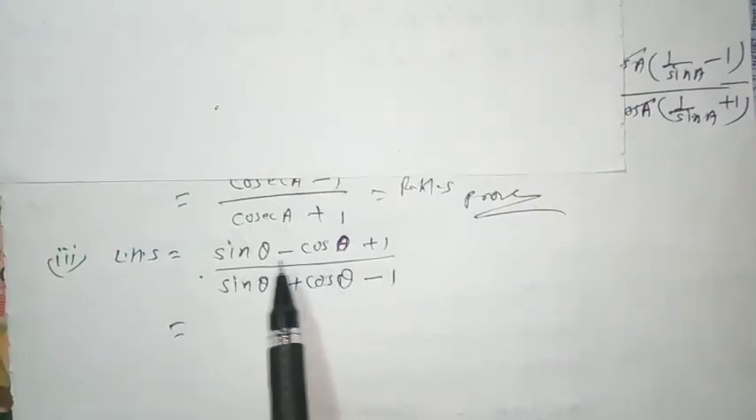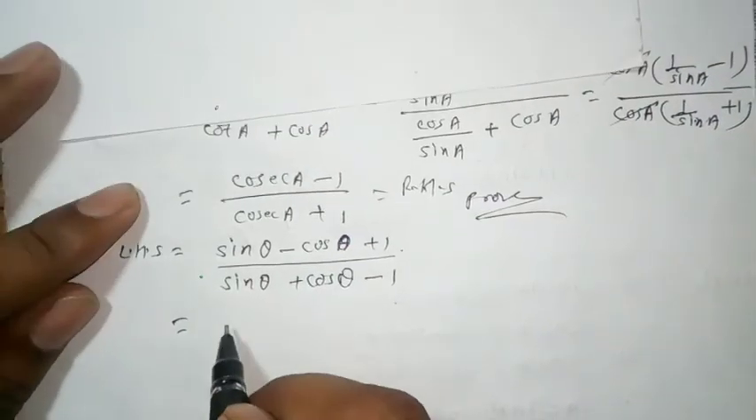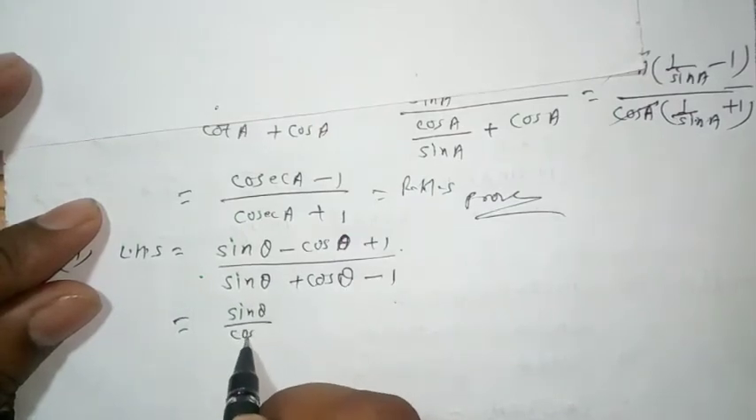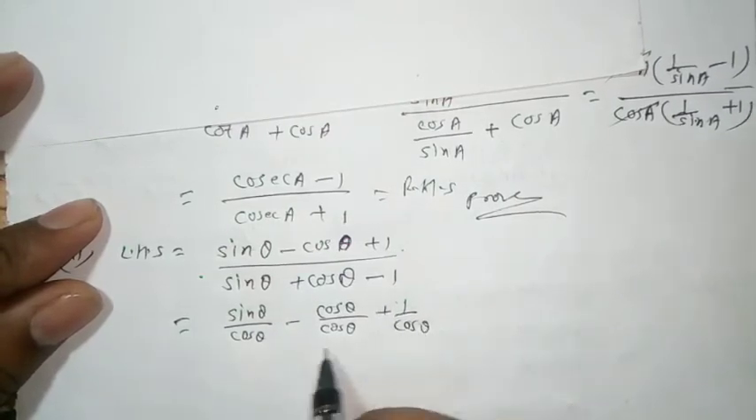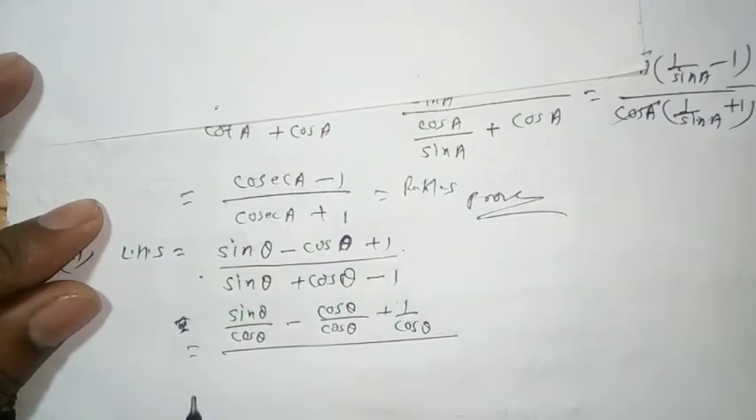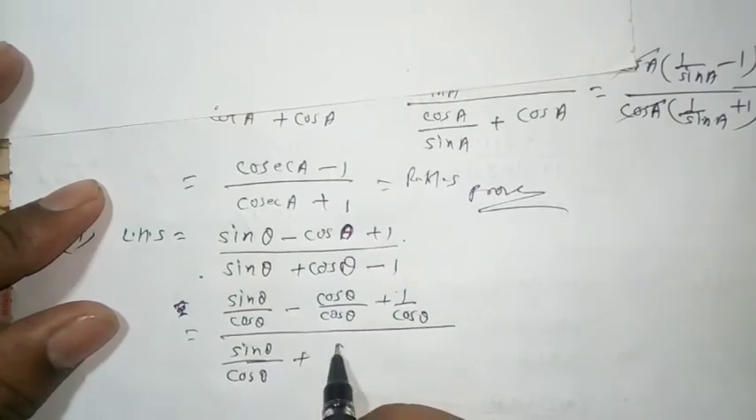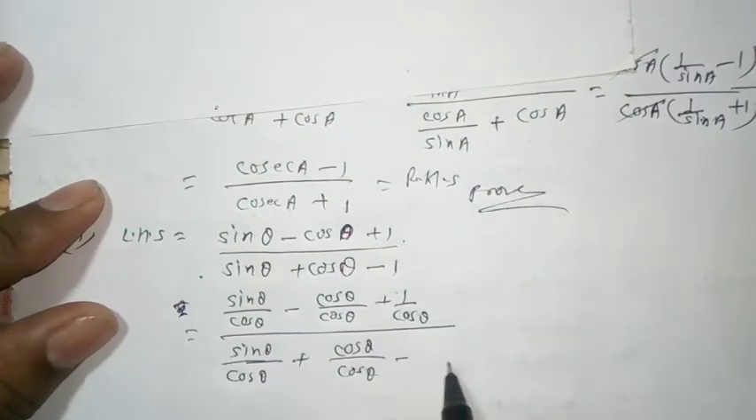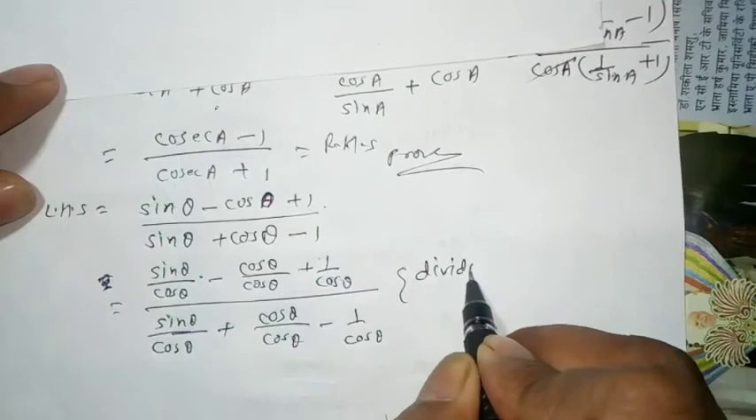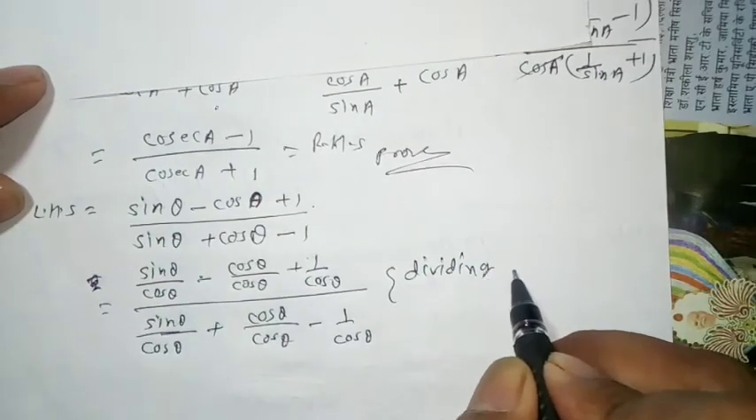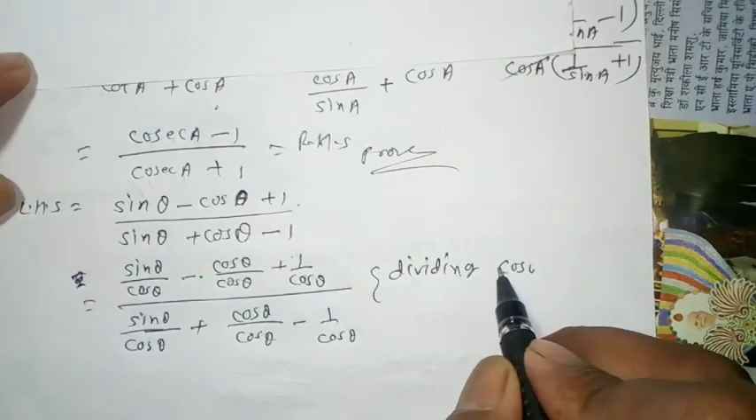Okay, if we divide cos theta in the numerator and also cos theta in the denominator, then we get sin theta by cos theta minus cos theta by cos theta plus 1 by cos theta, over sin theta by cos theta plus cos theta by cos theta minus 1 by cos theta, dividing numerator and denominator.